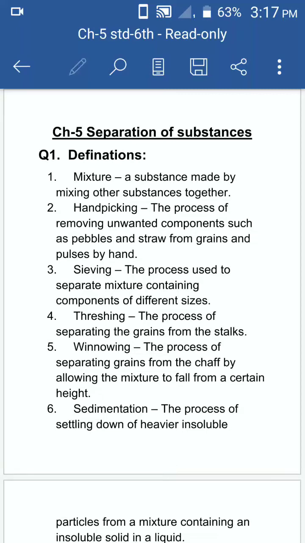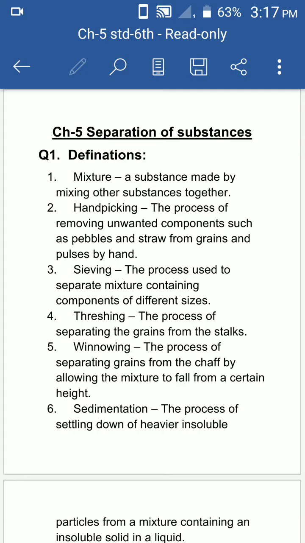Good afternoon, all. Today we are going to discuss the exercises of chapter number 5, separation of substances. Question number 1 is definitions. First is mixture, a substance made by mixing other substances together.